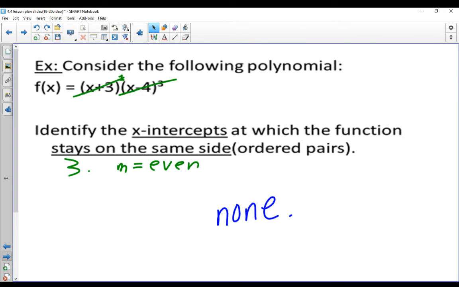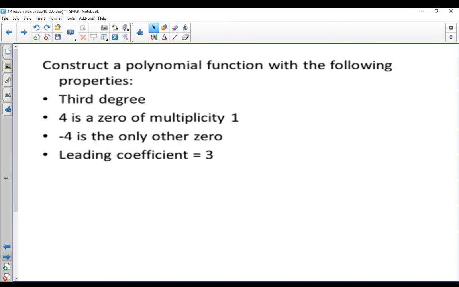Whew. That's it. No, seriously, that's 90% of the lesson in a nutshell. The other 10% is on the last two slides. Let's do it. We're almost done. Now, this one is a little bit different, but it still covers the topic of multiplicity. So, for this example, we are constructing a polynomial function with the following properties. We want a polynomial with a third degree. 4 is a 0 of multiplicity 1. Negative 4 is the only other 0, and the leading coefficient is equal to 3.